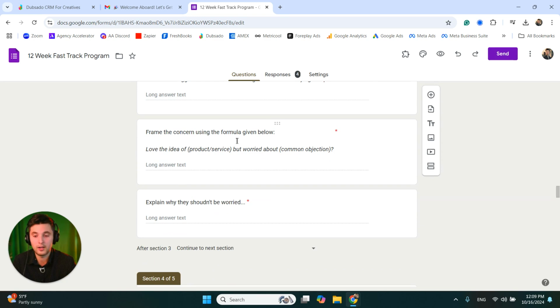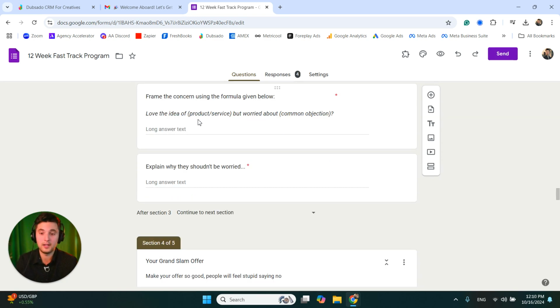Now here you're just framing the concern, right? So love the idea of having a fiberglass pool, but you're worried about algae growing on the sides. Well, you shouldn't worry, because our fiberglass pools have a special coating where algae doesn't grow. So that's where you would do that. You do that right here.